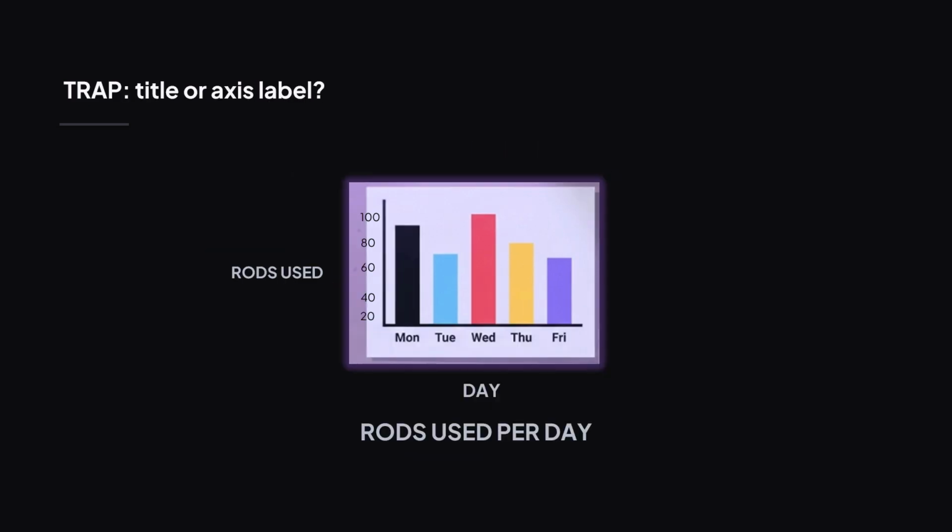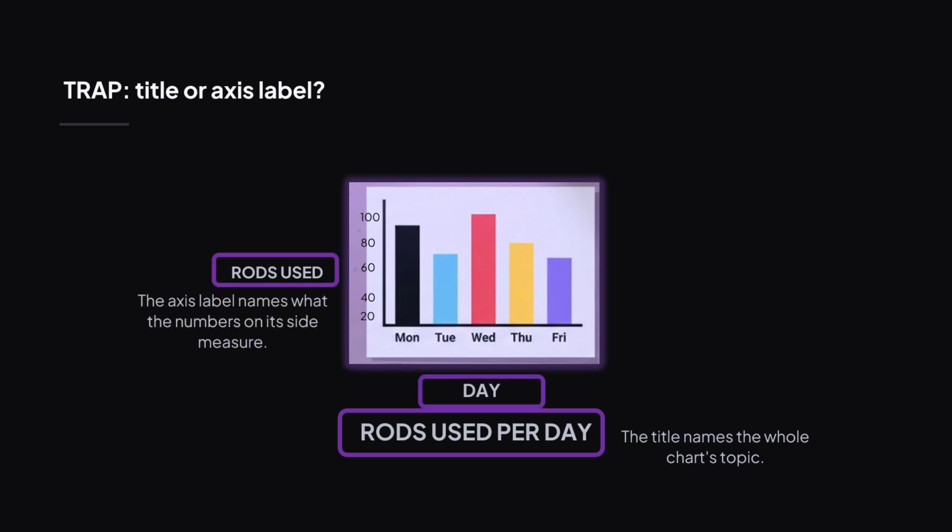Here is the common trap, mixing the title with the axis label. The title names the whole chart's topic, in this case, rods used per day. The axis label names what the numbers on its side measure.